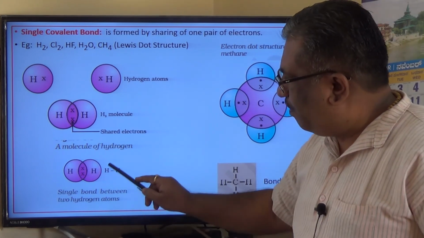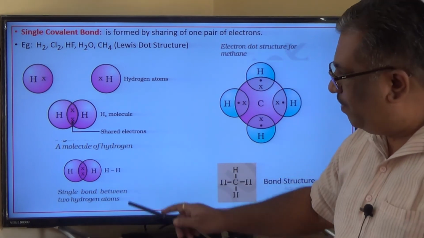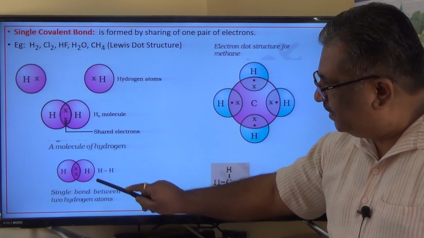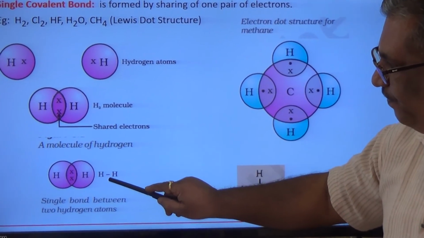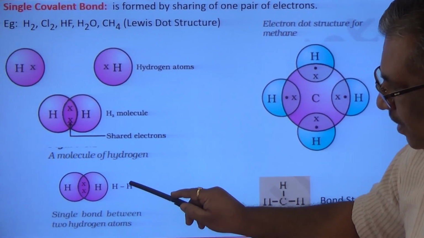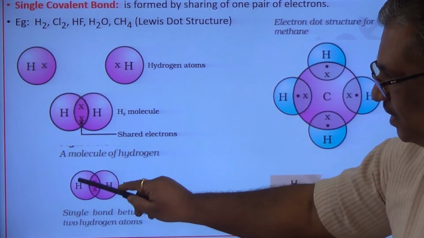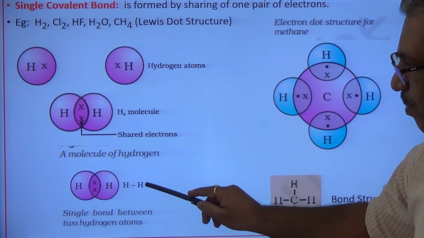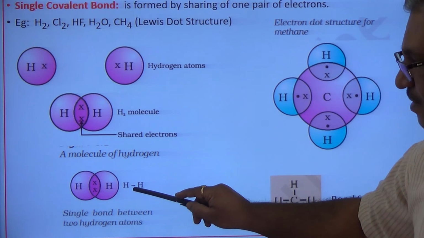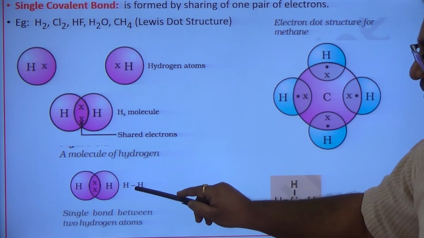So this is a bond structure and this is a Lewis dot structure. I hope you are able to understand. Our camera can be brought here to the front, and then I can explain that. To represent hydrogen, here you can see this is a Lewis dot structure, whereas this part, H hyphen H, is called the bond structure. That means one bond or one line represents one pair of shared electrons.